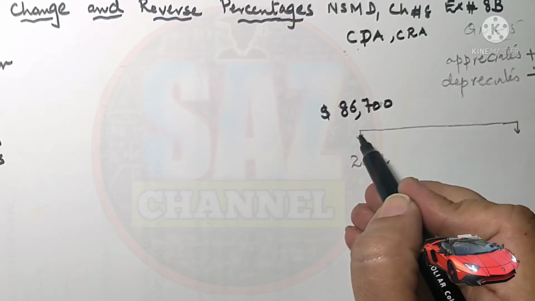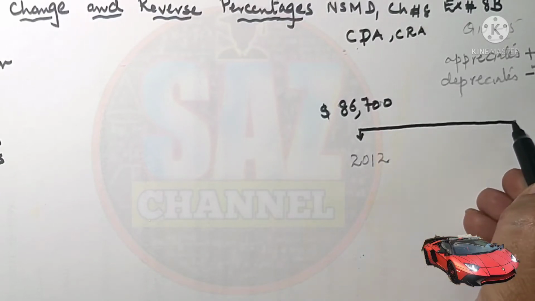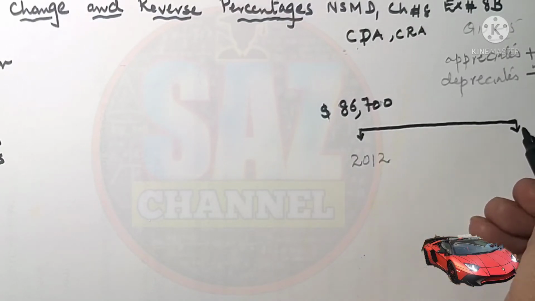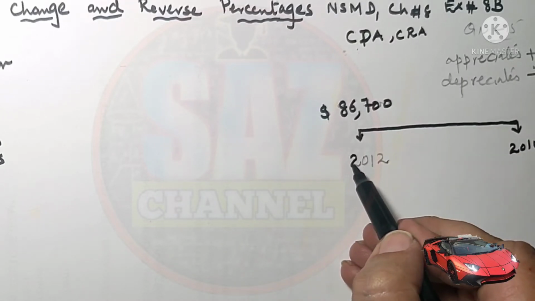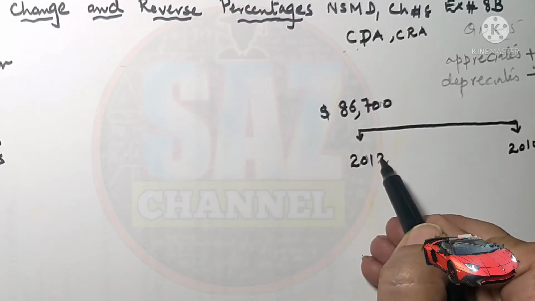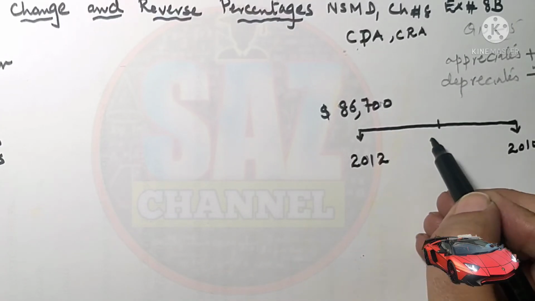Okay, now what we have to do, students, and why is this topic called reverse percentages? Try to understand that the information is given in the year 2012 and we have to find the value or the cost of this car in 2010. We have to go back in years. And now in between 2012 and 2010 we have the year 2011.